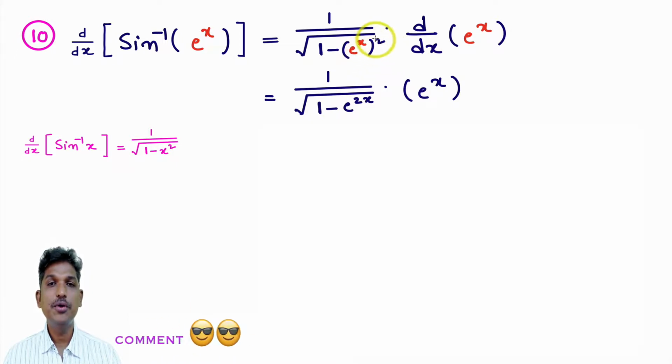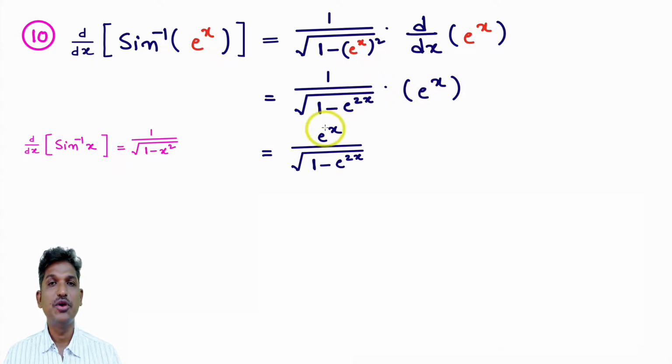If I simplify this further, 1 divided by square root of 1 minus e power x whole square. This is like a power m whole power n. A power m whole power n is a power mn. So e power x whole square is e power 2x, into the derivative of e power x, which is what? We know this formula, a direct formula. The derivative of e power x is e power x only. If you want to simplify further, you can write it like this: 1 into e power x is e power x, divided by square root of 1 minus e power 2x. I hope you are understanding these problems.